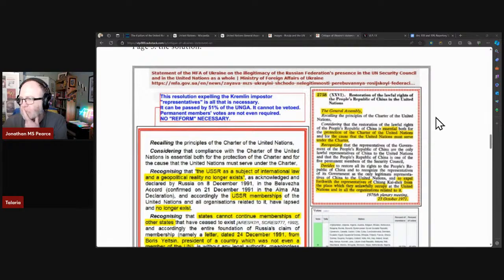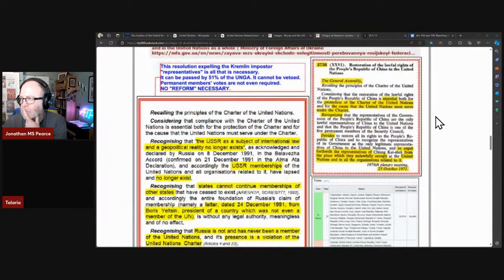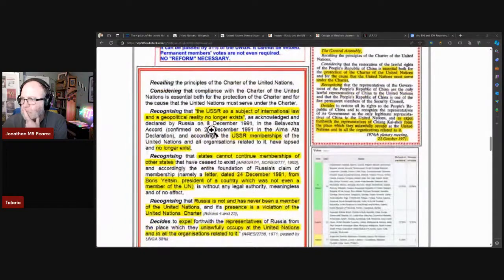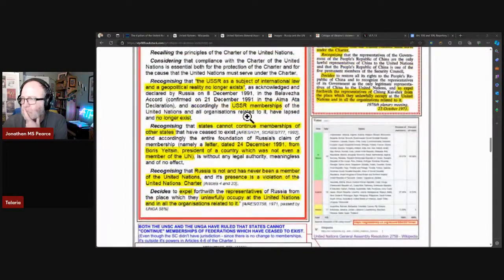And so on the left-hand side, the larger box, we can read it. And that recites all of the legal basis. And there is no doubt about this. It is beyond any question of a doubt. It's been done. And this is the same resolution, but applicable to Russia.